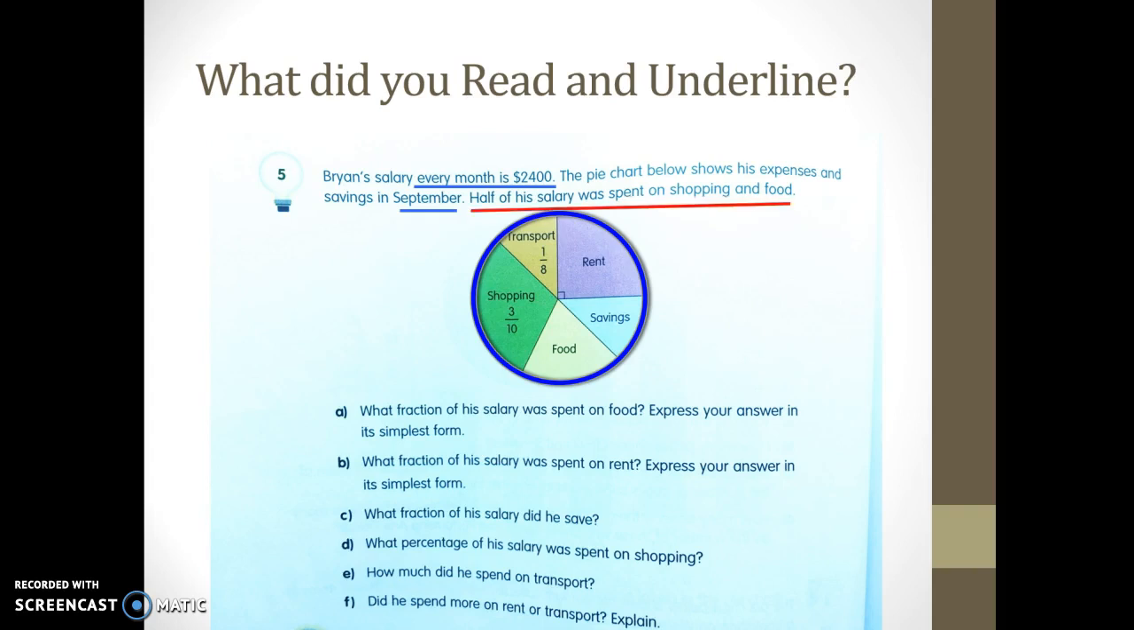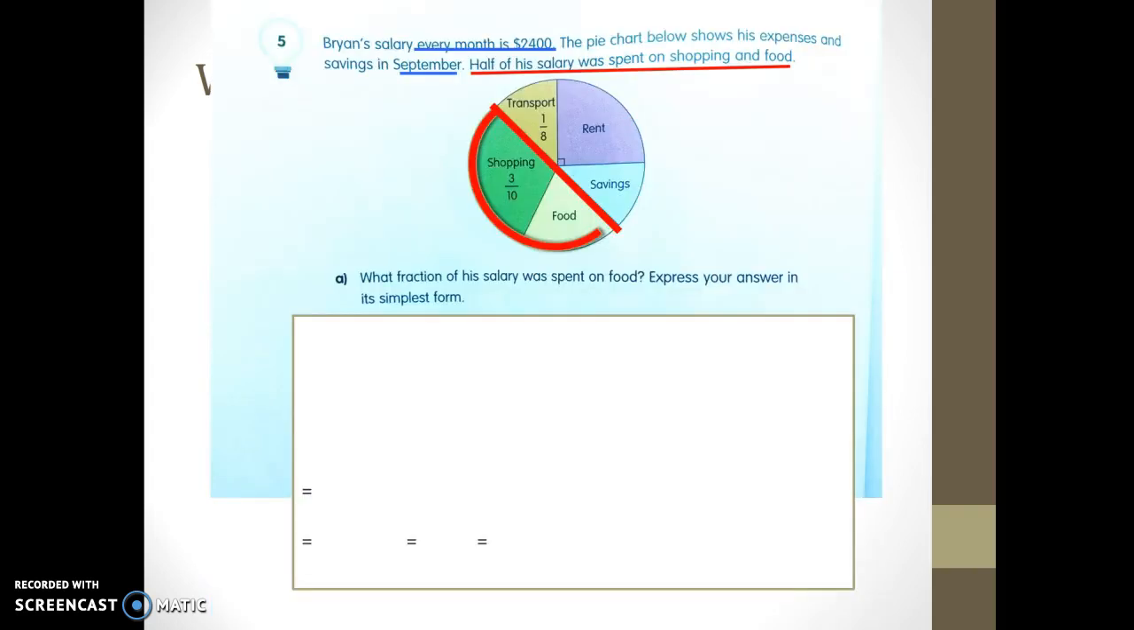I'm sure you also underlined the other part. Half of his salary was spent on shopping and food. There's an important word there, half. Right? There's half, shopping and food. Let's proceed to do this now. Let's look at part A. What fraction of his salary was spent on food? Express your answer in the simplest form.